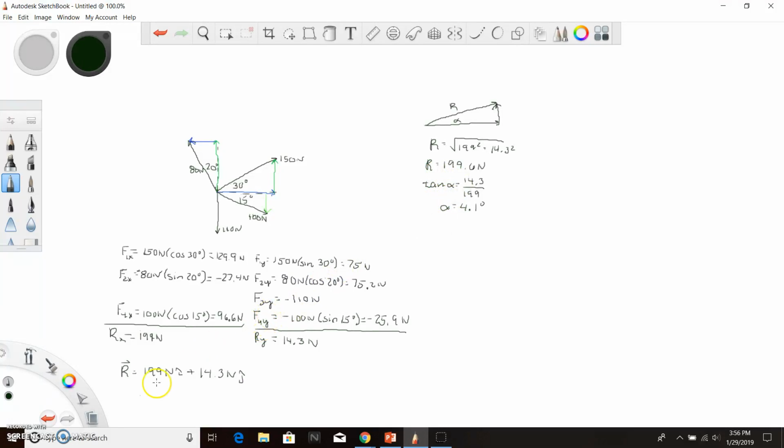This is Cartesian vector notation here. This is just magnitude and direction. Either one of those is correct.